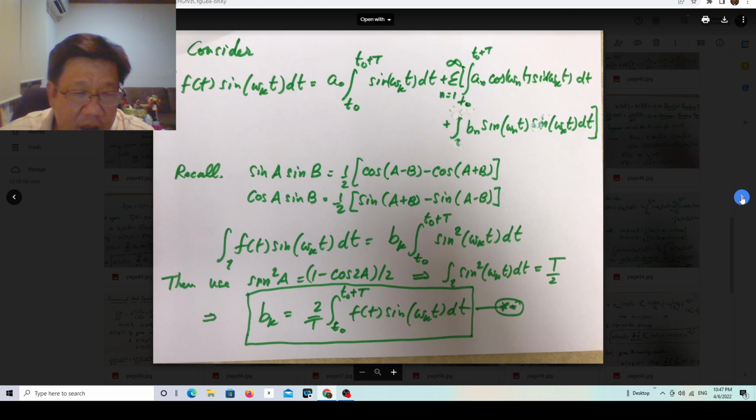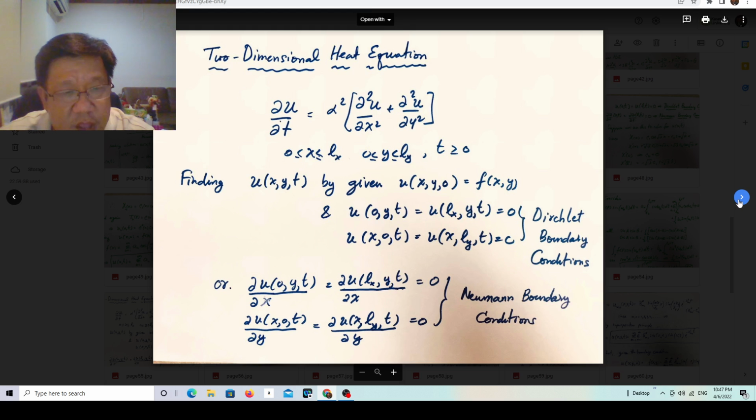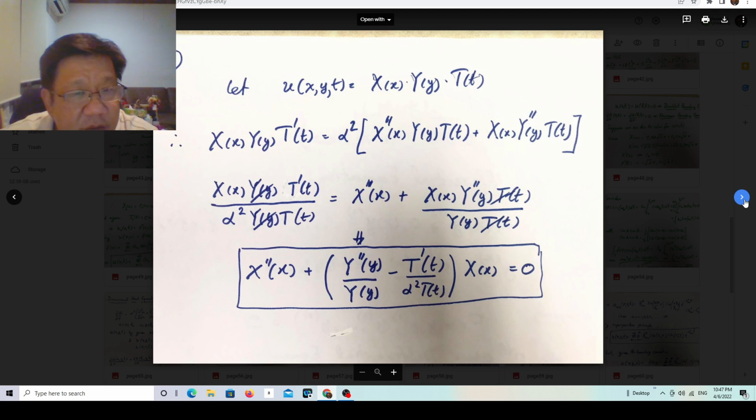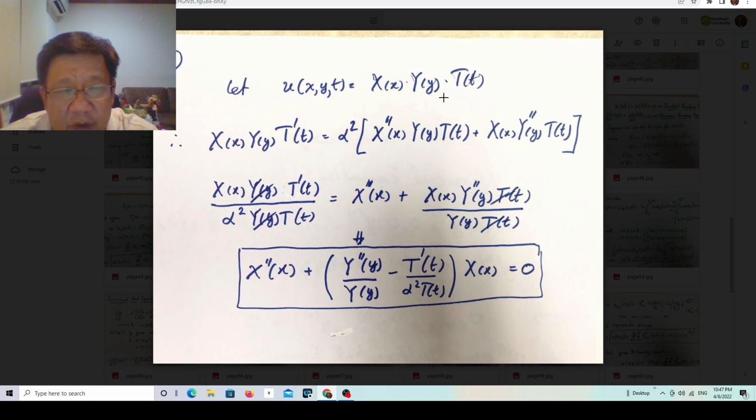So we're going to extend this one for b also. We're going to extend the whole idea that we studied from the last clip, after adding one more domain, which we call y here, and consider both Dirichlet and Neumann boundary conditions.